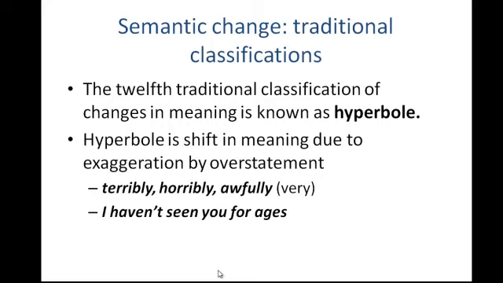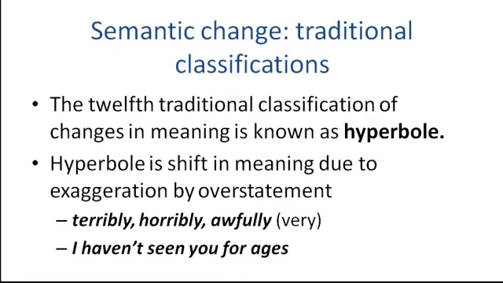Another form of semantic change known as hyperbole. Hyperbole is a shift in meaning due to an exaggeration by overstatement. So examples we have terribly, horribly, awfully, when the action itself cannot be considered as awful. It cannot even be considered as horrible. It cannot even be considered as terrible. Okay? But sometimes we normally exaggerate.